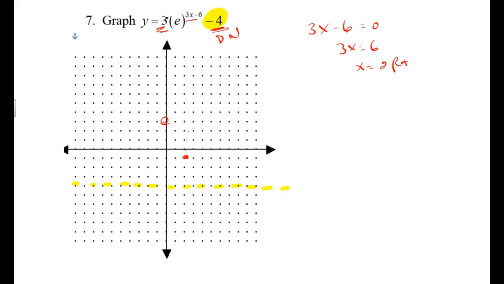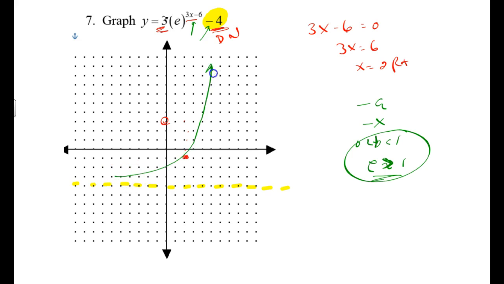And then I'm looking for decaying factors. And although I see some negatives, none of them are decaying factors. I need a negative a or a negative x. And of course, we already decided that the b value would not be between 0 and 1 because e is always greater than 1. So I don't have to worry about that third scenario. So I would have some growth. So I would start low and head high.